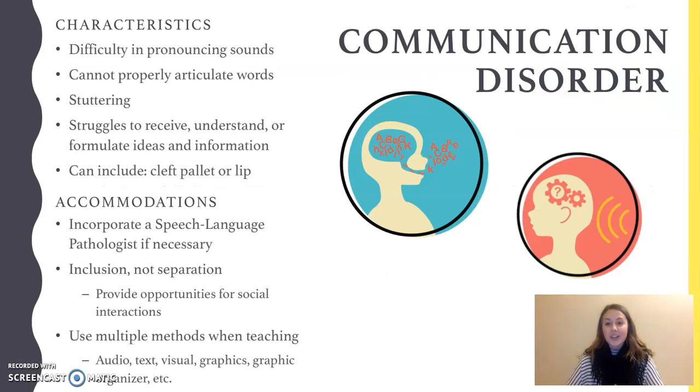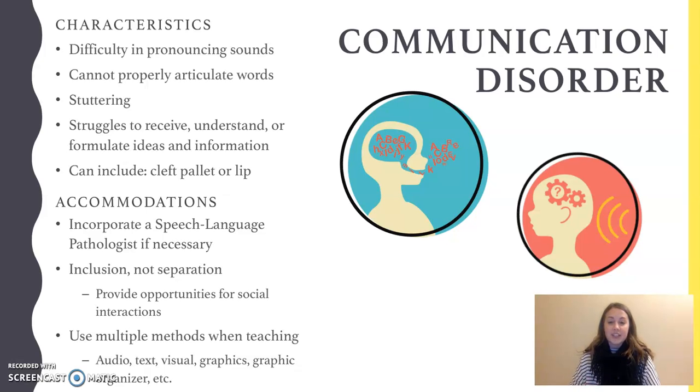Next is communication disorder. This is a disorder where students have trouble retaining information and being able to grasp and understand different concepts, which can in turn lead to difficulty pronouncing sounds and articulating words. If they can't retain that information in their minds, they might have more trouble verbalizing it. Stuttering might be pretty common. And with receiving information and understanding it, that complication can keep students from formulating their own ideas and information at the pace that their peers are doing. Some physical ailments with this disorder include cleft palate or lip.